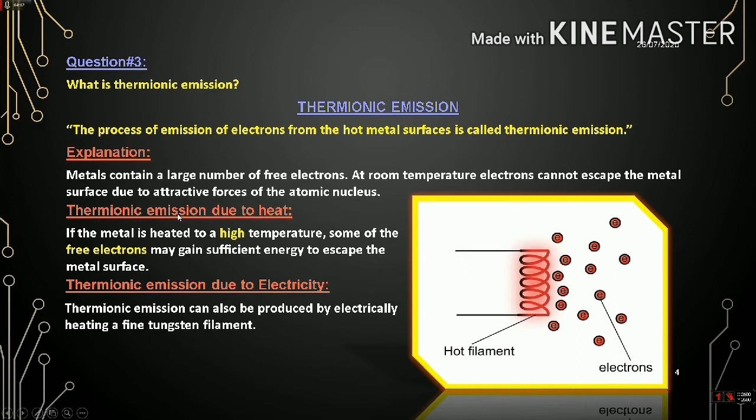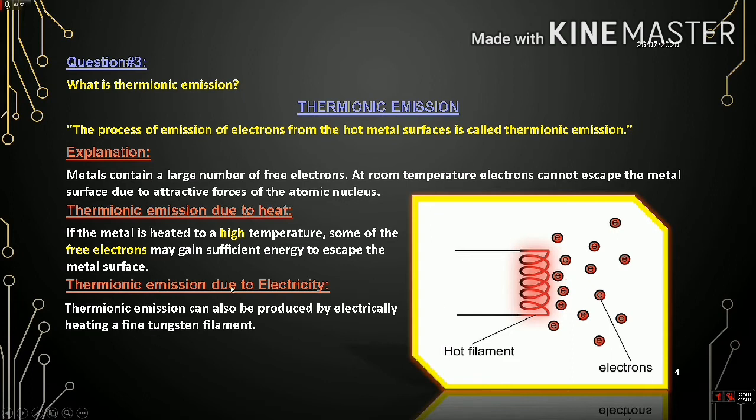Thermionic emission can be due to heat and thermionic emission can be due to electricity. Thermionic emission due to heat: if the metal is heated to a high temperature, some of the electrons may gain sufficient energy to escape the metal surface. This is a hot filament. It is heated to a high temperature. When it is at high temperature, the free electrons present in the metal surface can be emitted from the hot metal surface.